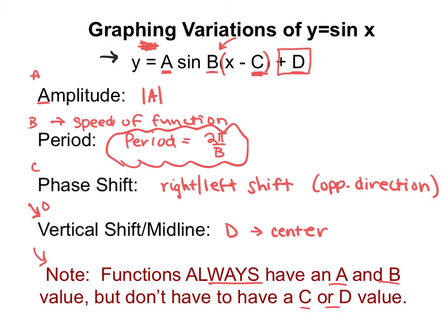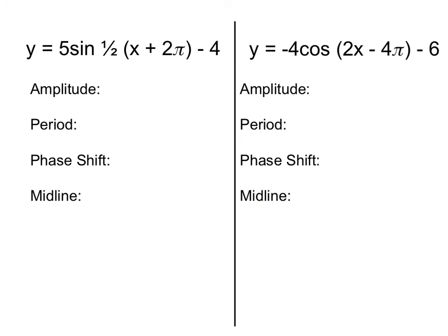In other words, there would be no phase shift left or right or no phase shift up or down, because D is the up or down phase shift. It's on the outside. It affects the function in the same direction, the Y value. All right, let's take a look at a few examples, starting with this first one.